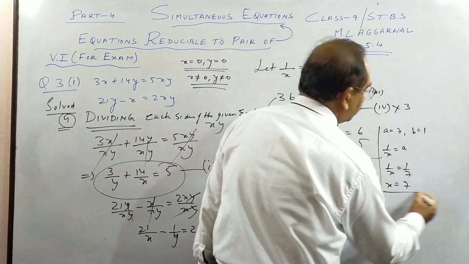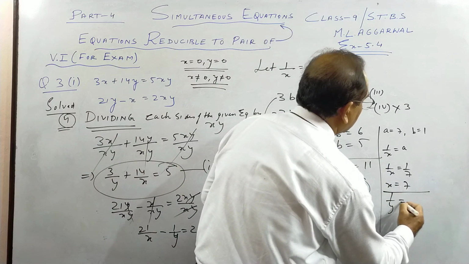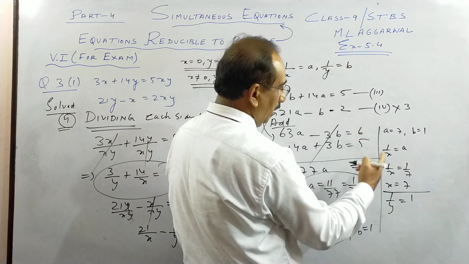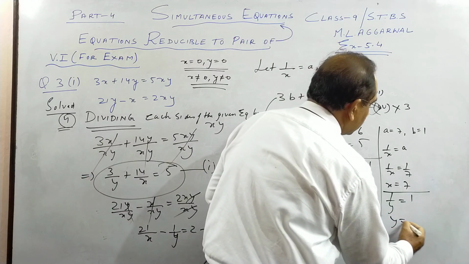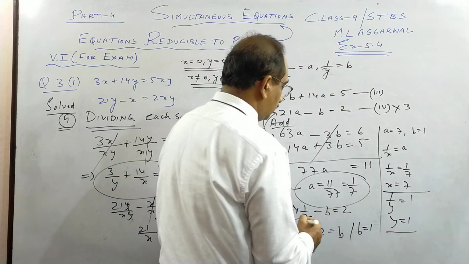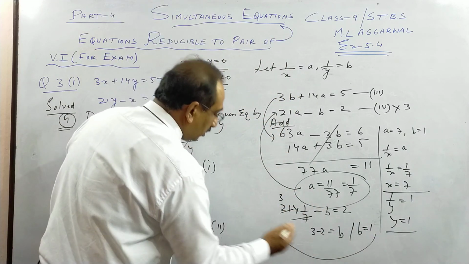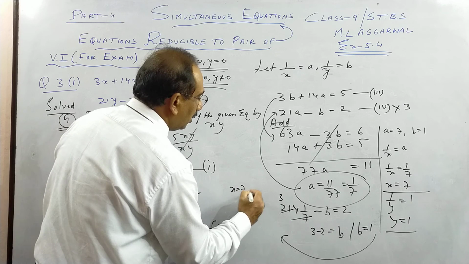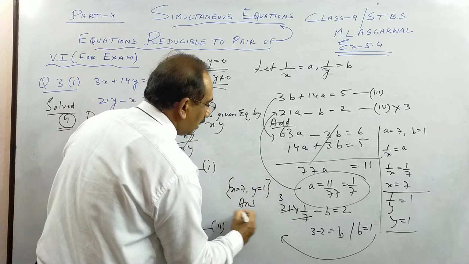Now last part. 1 by y is b. So b is 1. So y is 1. So my final answer, children, is, I'm writing here, you write it down. x is 7 and y is 1. Put it in braces and write answer.